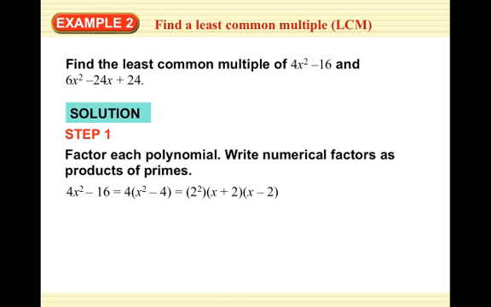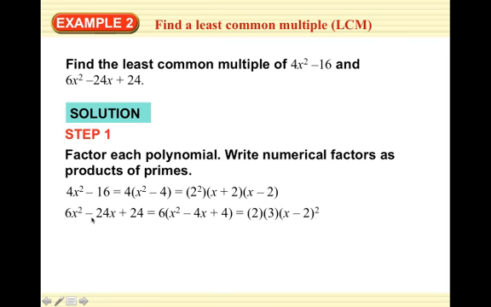Looking at 4x squared minus 16, remember the first thing you always do is look for a greatest common factor. We can pull a 4 out of both those terms, and so we have 4 times x squared minus 4. We've got a difference of squares there, so that's going to be x plus 2 times x minus 2. The 4 we want to go ahead and write as 2 squared.